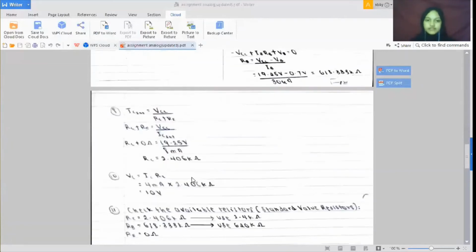Then the next thing is we need to find the value for VC. We already know the IC and RC, so just use this formula, VC equal to ICRC, and enter the value for IC and RC, which is 4 milliampere times 2.406 kilo ohm, and we will get that VC is 10 volt, and that's all.